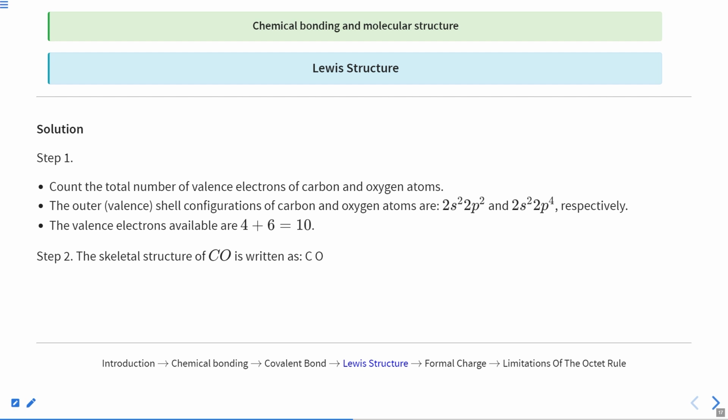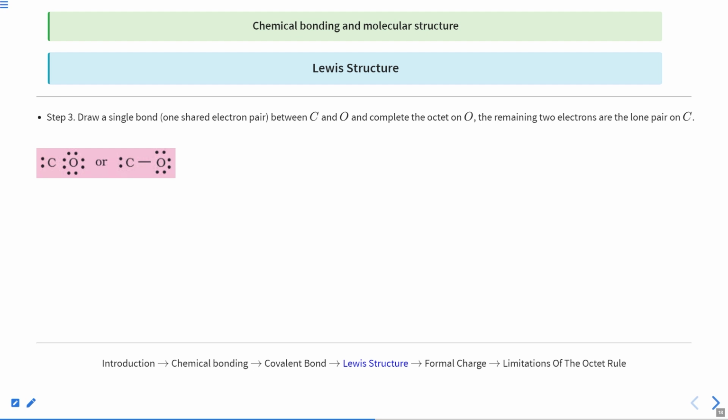So 2s2, 2p2, 2s2, 2p4. Now the skeletal structure of CO is this. We have not drawn the electrons, just the skeletal structure. Now in this way it is formed. See here, you can see that carbon has not completed its octet. It has only 4 electrons here, and it is an exception to your octet rule.